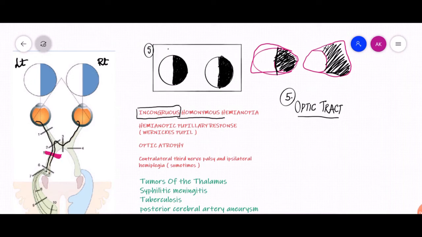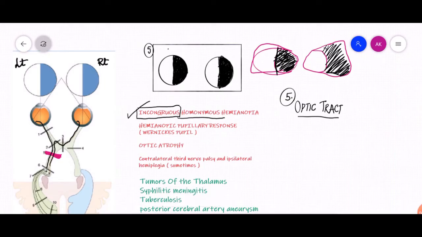It is different. Because they are not similar and they are different, this type of homonymous hemianopia, which is seen in lesions of the optic tract, is called incongruous homonymous hemianopia. So that is very important to remember.